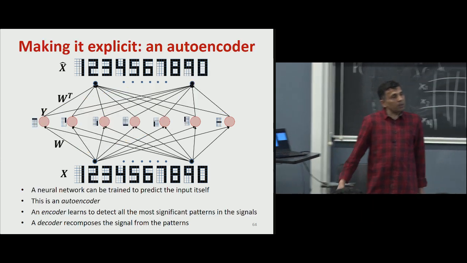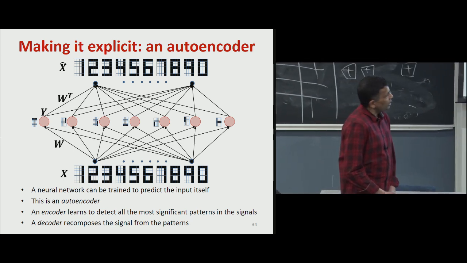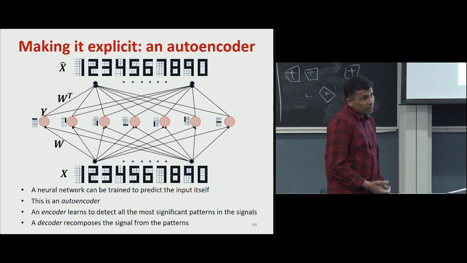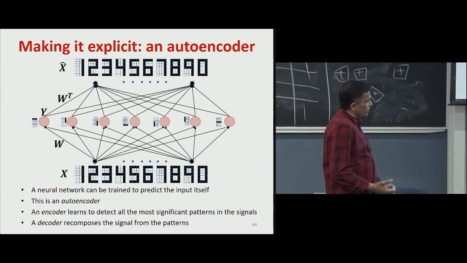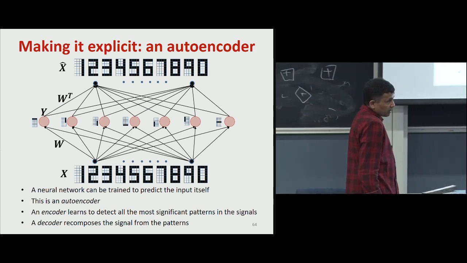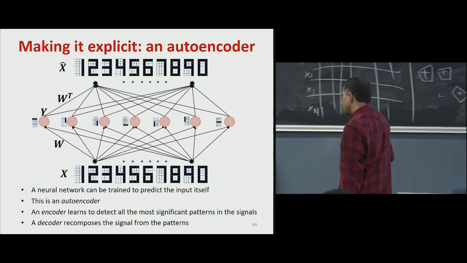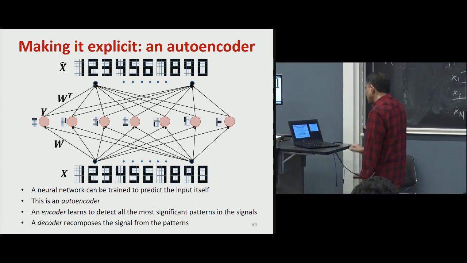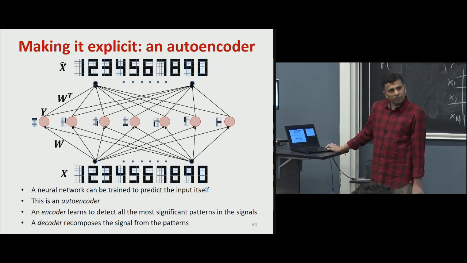Let me try to make this explicit. Let me say I want to actually reconstruct the input. This is what we'll call an autoencoder. You can train a neural network to predict its own input. And basically, the output you say must be the same as the input. So this is the autoencoder. This has two components, the encoder, which learns all the most significant patterns in the input, and the decoder, which recombines the signals from these patterns.